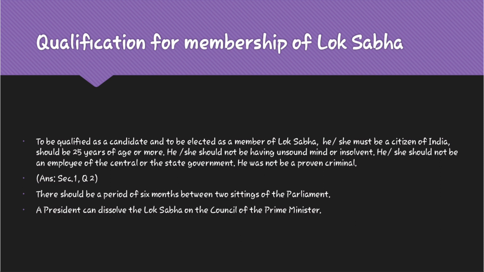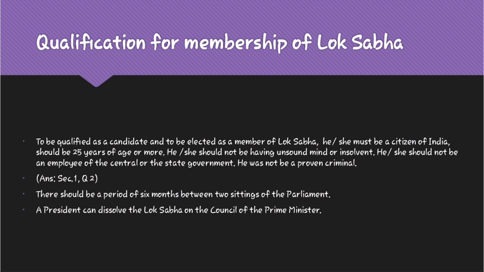Continuing, there should be a period of 6 months between 2 sittings of the parliament. A president can dissolve the Lok Sabha on the council of the prime minister. There should be a period of 6 months before 2 sittings of the parliament.